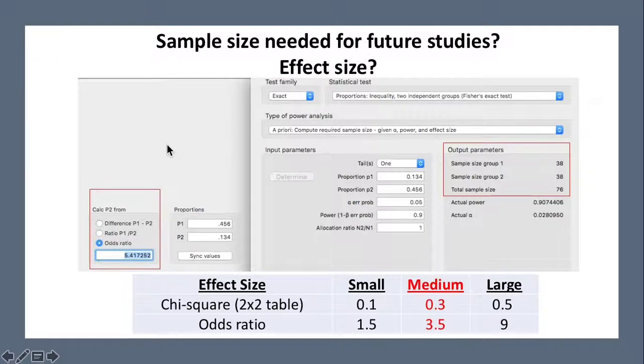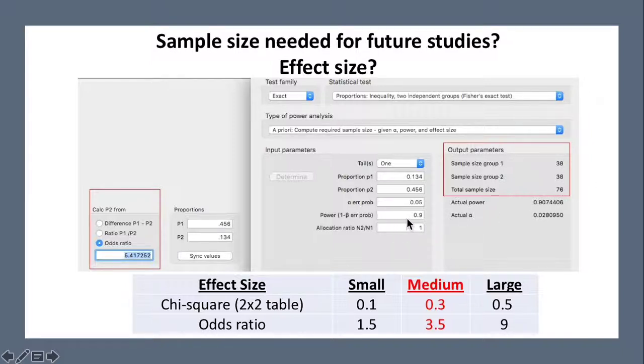So what type of sample size would they need? If you were to do a future follow-on study, you want to confirm these findings at your institution. You're going to do the exact same study design. How many subjects would you need to achieve 90% power? Well, you would need 76 subjects total, or 38 per group.